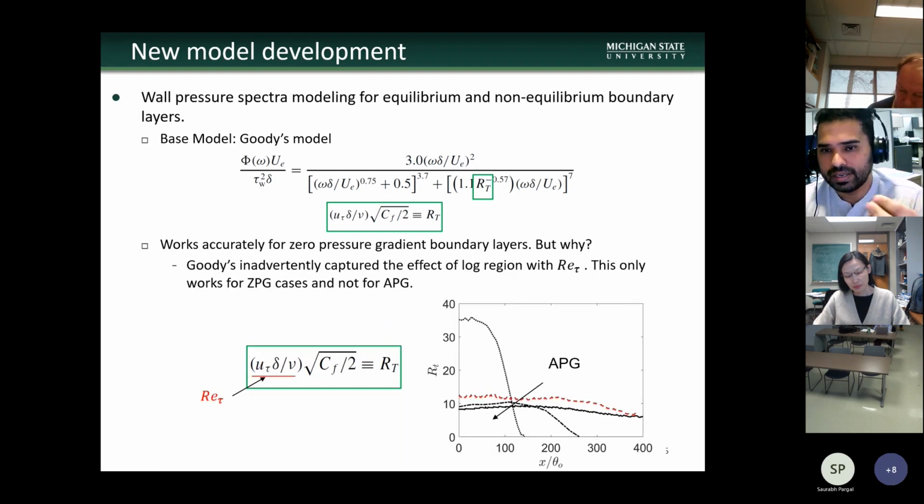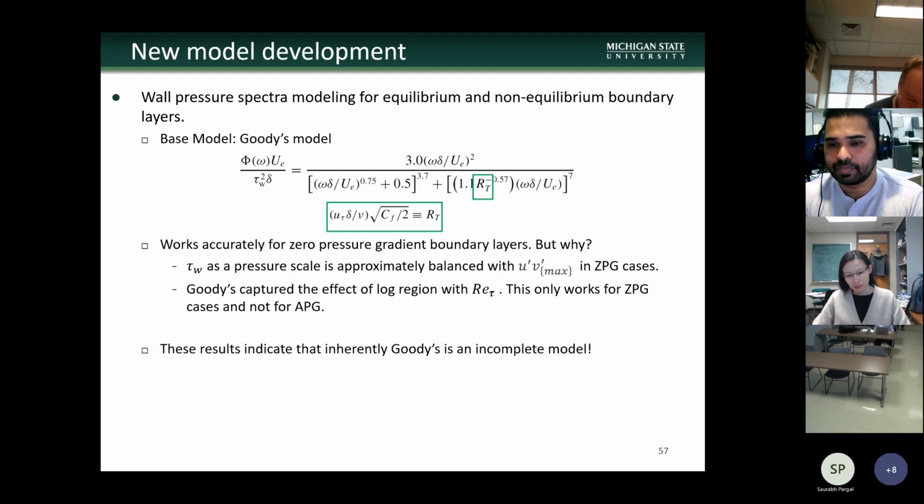And secondly, Goody's model inadvertently captured the effect of the log region with friction Reynolds number, right? Because this RT parameter which he used is nothing but a function of friction Reynolds number, right? And for zero pressure gradient turbulent boundary layers, the increase in Re tau is proportionately reflected in the increase in log region, but that is not true for other non-equilibrium flow scenarios. But for this particular data set it works, and that's why this model works for this special case, that is zero pressure gradient equilibrium turbulent boundary layers. So essentially, Goody's model was inherently an incomplete model.